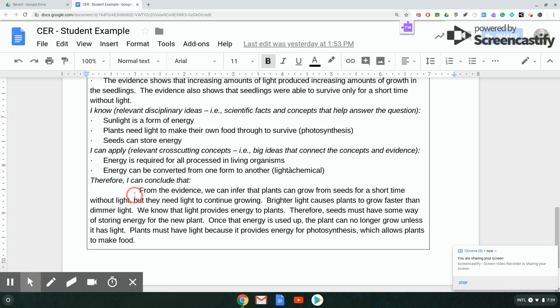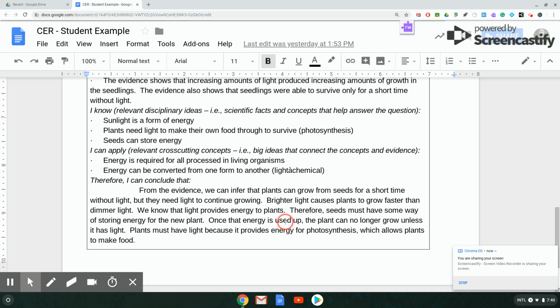And last but not least is your conclusion. So this is what is most important. From the evidence, we can infer that plants can grow from seeds for a short time without light, but they need light to continue growing. We saw that when the plant in the dark stopped growing after 5 days. Brighter light causes plants to grow faster than dimmer light. We know that light provides energy to plants. So the plant that was closest to the sunlight exposure grew the most and fastest.